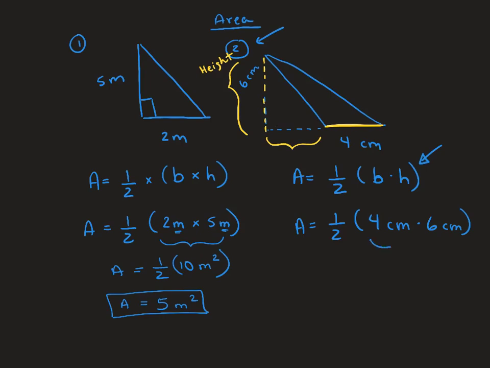Order of operations says do parentheses first. Remember PEMDAS? Yeah. So it's going to be 4 times 6, which is 24. Centimeters times centimeters, that's centimeters to the second power, or square centimeters. And then get half of that. Half of 24 is, well, 12 centimeters squared.